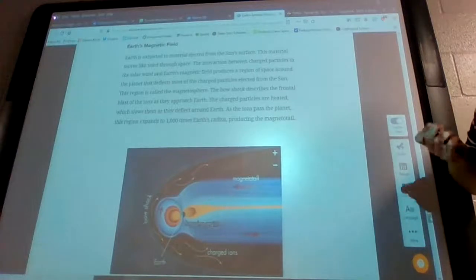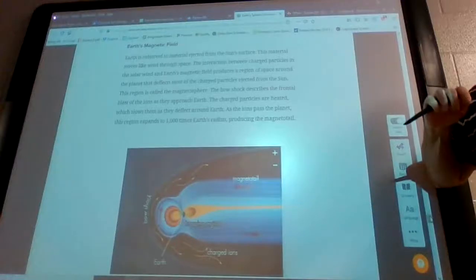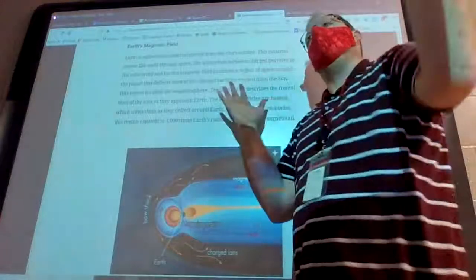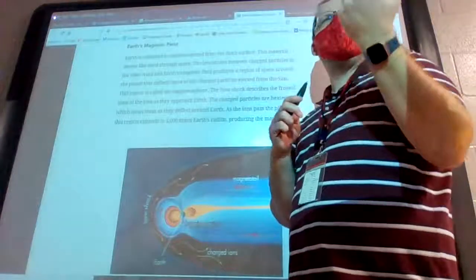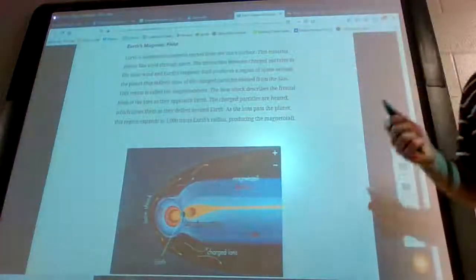Mars used to have plate tectonics. It used to have big volcanoes. It doesn't have those anymore. And so it doesn't have a magnetosphere, which is why Mars's atmosphere essentially blew away. It has like 1% of the atmosphere that we have. If it had a magnetosphere, it might be more hospitable to life.